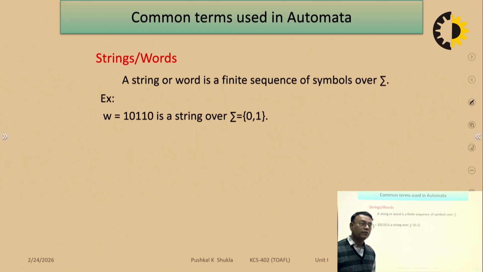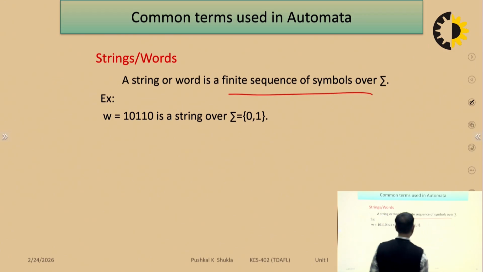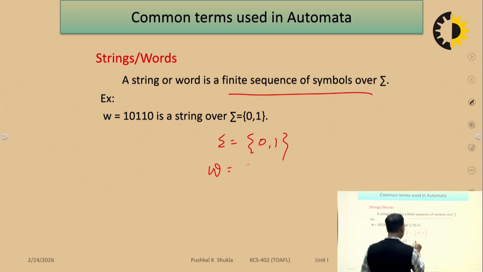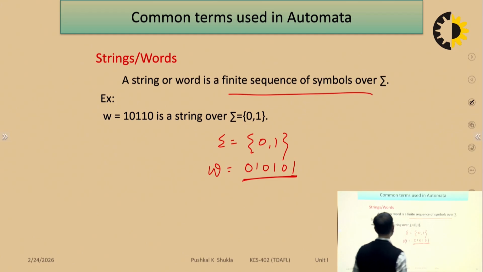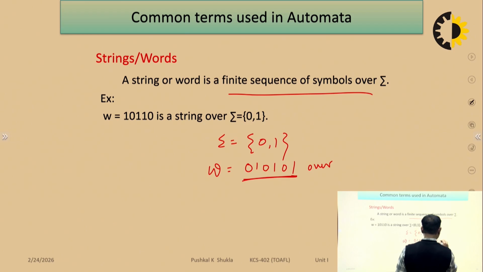Then strings, or words. A string, or word, is a finite sequence of symbols over sigma. Just for example, suppose sigma equals {0, 1}. If we write a string w equals 010101, this is a string, or word, over an alphabet.